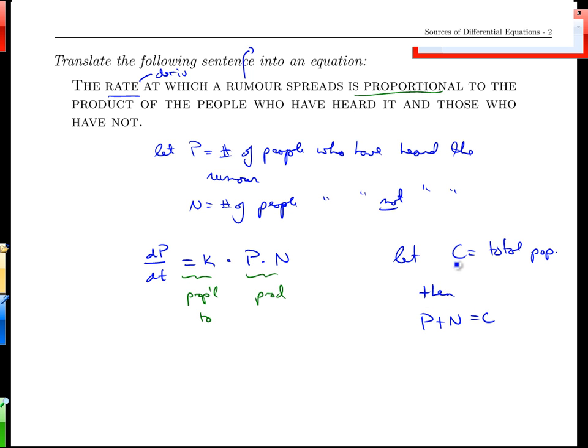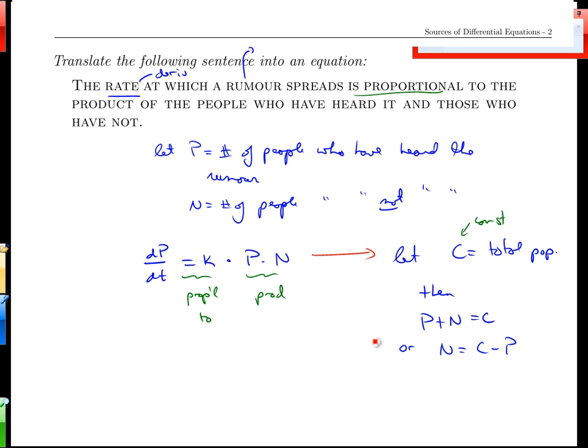If we have a total population of C, then the number of people who have heard and have not heard, when we add them together, that adds up to C, because it's either you have or haven't heard it, and everybody in the population can be divided into one of those two categories. And what we can then do is isolate either one. I would say let's isolate the one we want to get rid of, the people who have not heard the rumor.